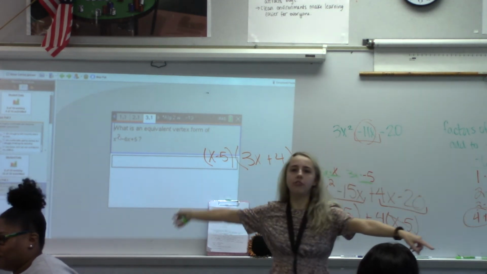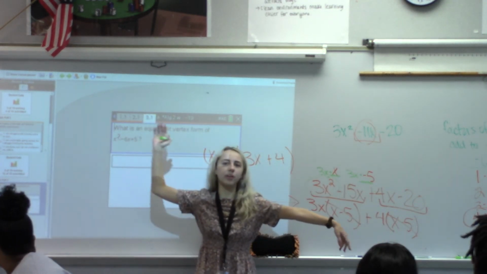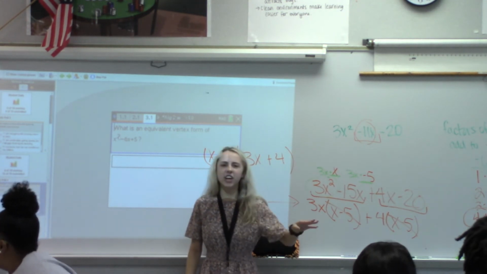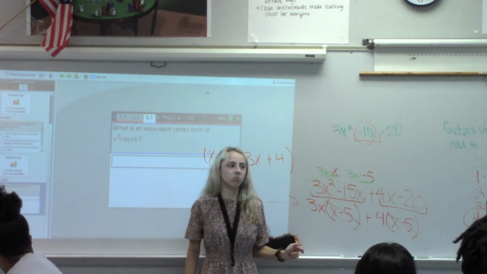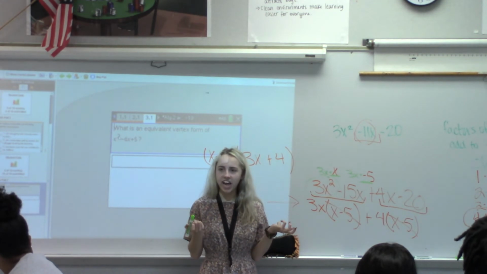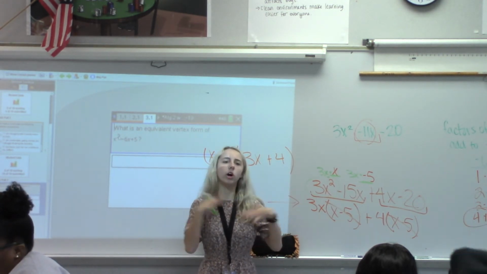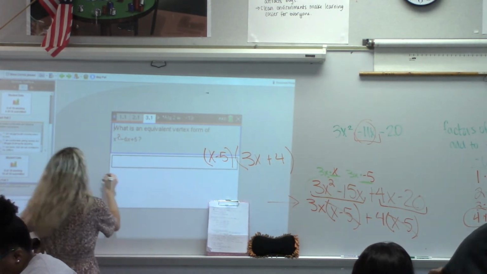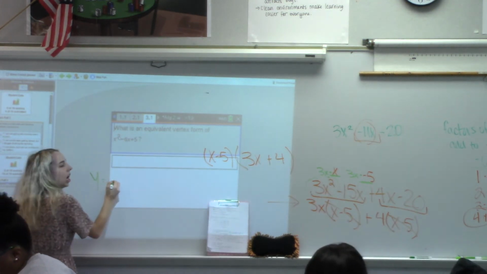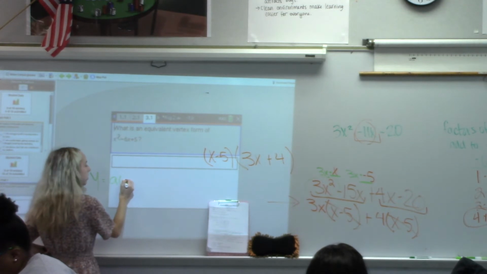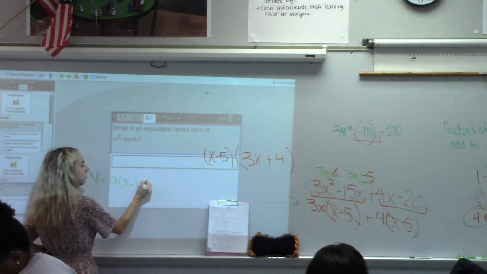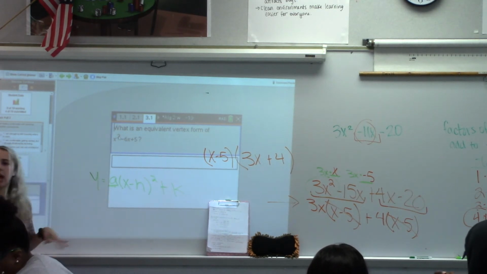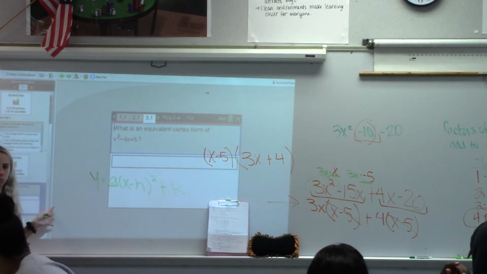Oh, hey guys, look up here real quick. Bomar just asked me a really awesome question. He said, do we have to find A? Do we have to find A? Well, what does vertex form look like? So do I need A to have a real vertex form?